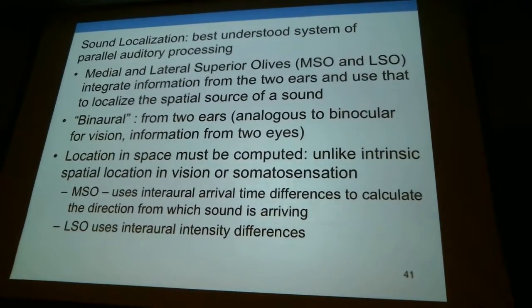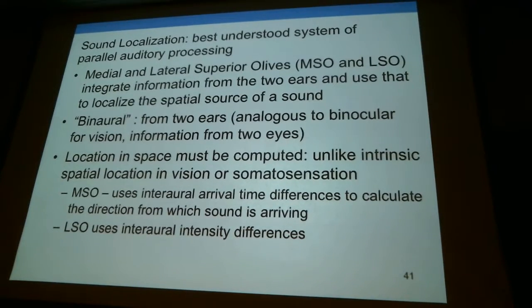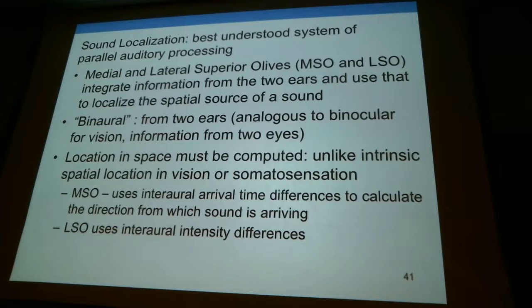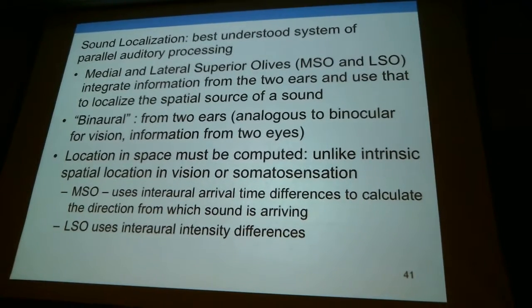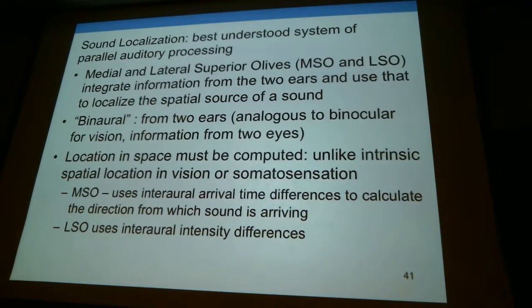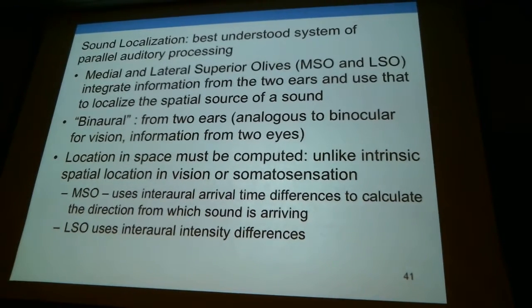Okay, auditory information, that information is just not there, right? Not there in the position on the basilar membrane. You have to compute it. And that's what makes this an interesting system to a lot of us. You have to compute localization in space. So how do you do that?